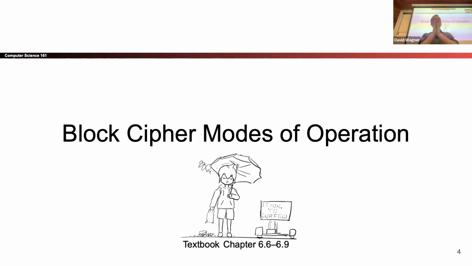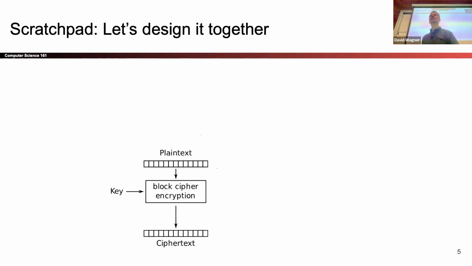The other problem a mode of operation is going to solve for us is that I want to be able to encrypt a message of any length, not just 128 bits. And it's going to be built out of a block cipher.